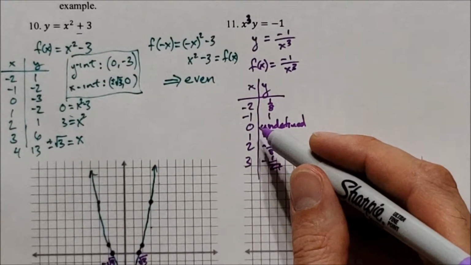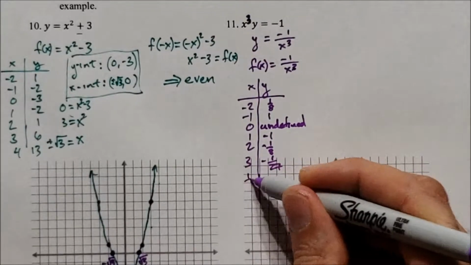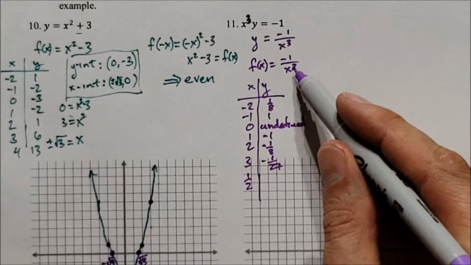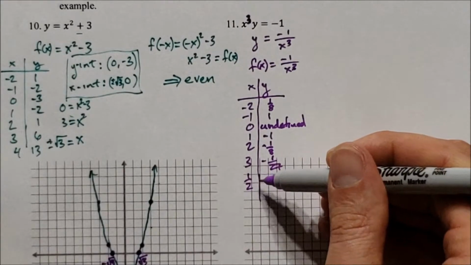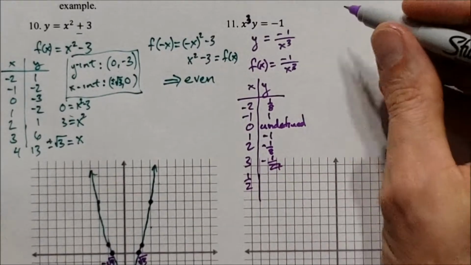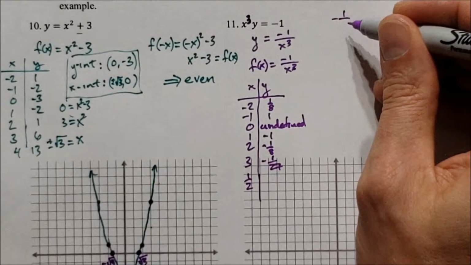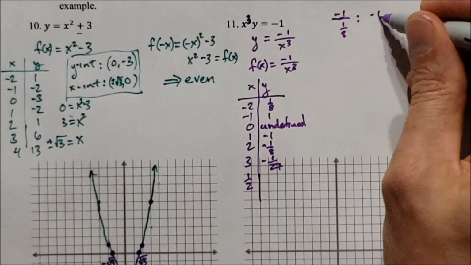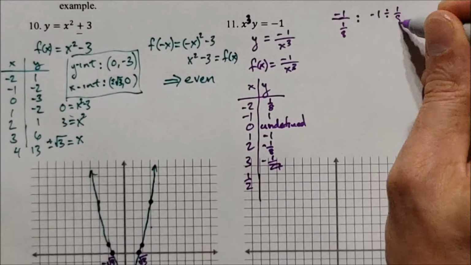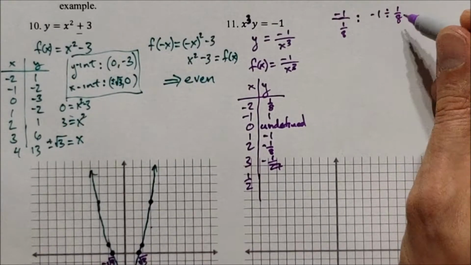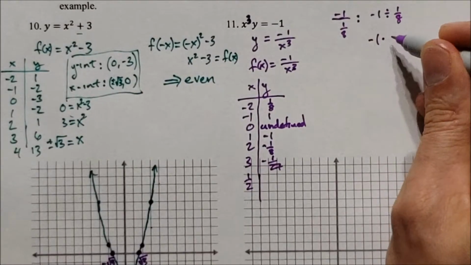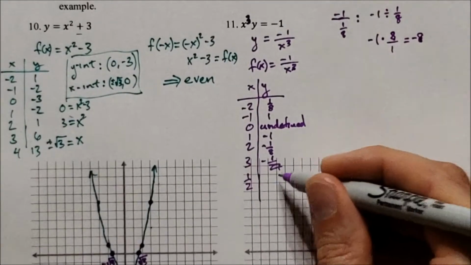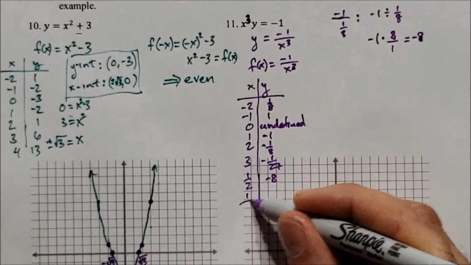Let's grab some fractions in here. Let's try 1/2. If we plug 1/2 in for x, that's going to be, let's think about this, 1/2 times 1/2 times 1/2 is going to be 1/8. So this is negative 1 over 1/8. We can rewrite this as negative 1 divided by 1/8. When we're dividing by a fraction, we're going to multiply by the reciprocal, which is negative 1 times 8 over 1, which is negative 8. Well, that's interesting. What if we do 1 over 10?